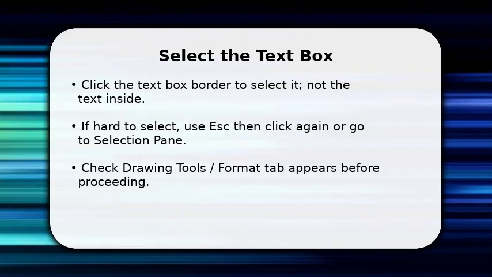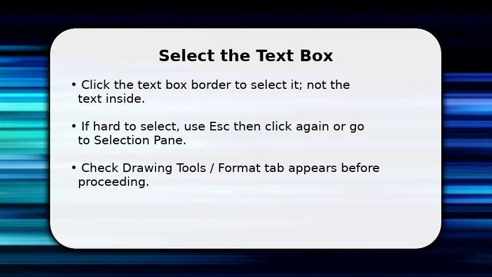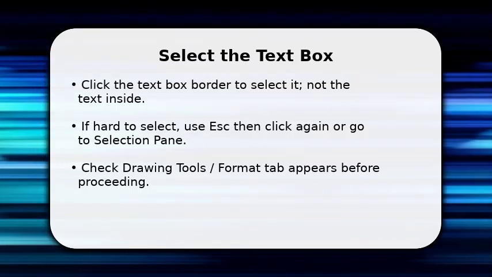Once the border is selected, the Drawing Tools or Shape Format tab appears. This is essential because those controls expose outline and fill settings. Make sure you see Shape Outline. This tells you that Word is ready to change or remove the visible line.